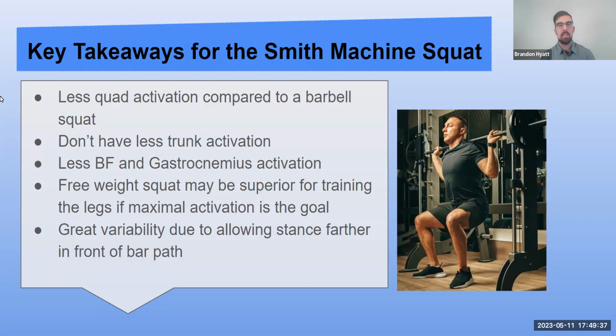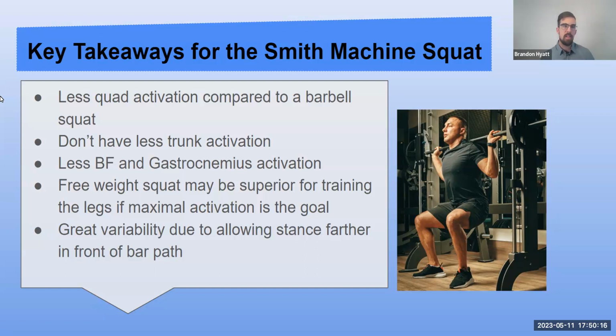So the key takeaways from this one study are that there's less quad activation compared to the barbell squat, and there's not less trunk activation like people online say. There was definitely less biceps femoris activation, which is a hamstring muscle, and less gastrocnemius activation for the Smith machine squat. They say free weight squats may be superior for training if maximum leg activation is the goal. Okay, that makes sense.